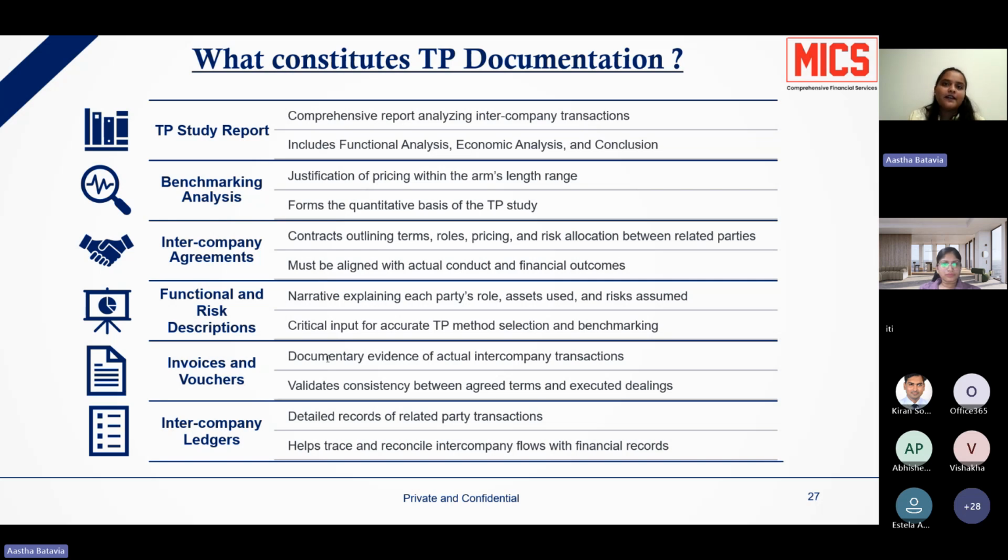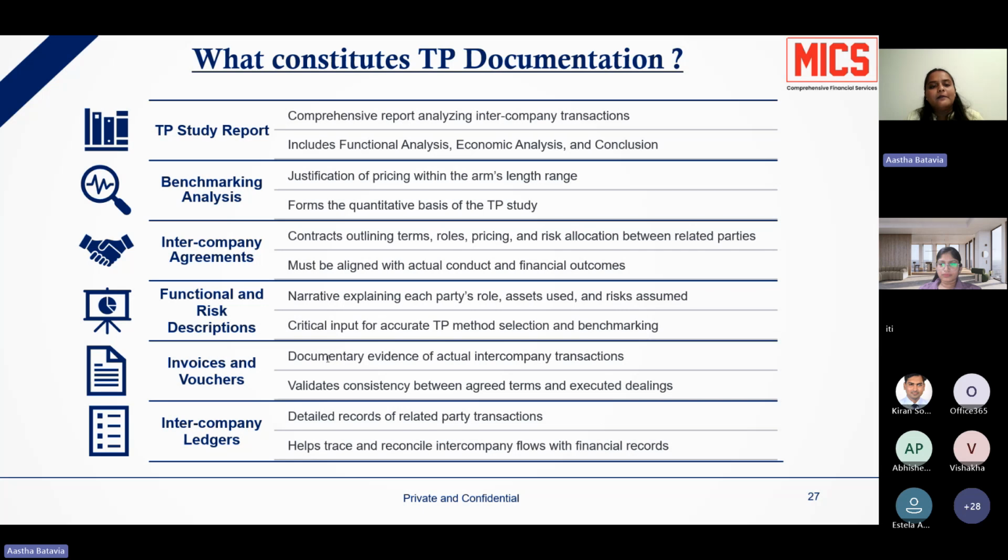So how will the FTA get to know? They will get to know through the intercompany ledgers when they scrutinize those. At that point in time, it will come up. If you have skipped this, then it will be treated as non-compliance. They will come back to the intercompany ledgers.